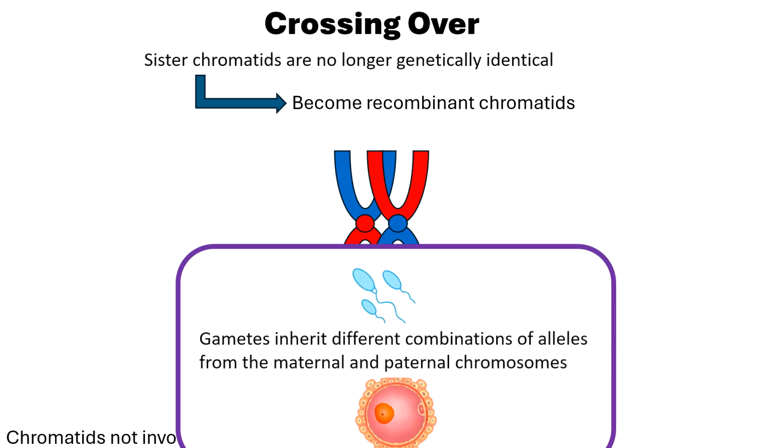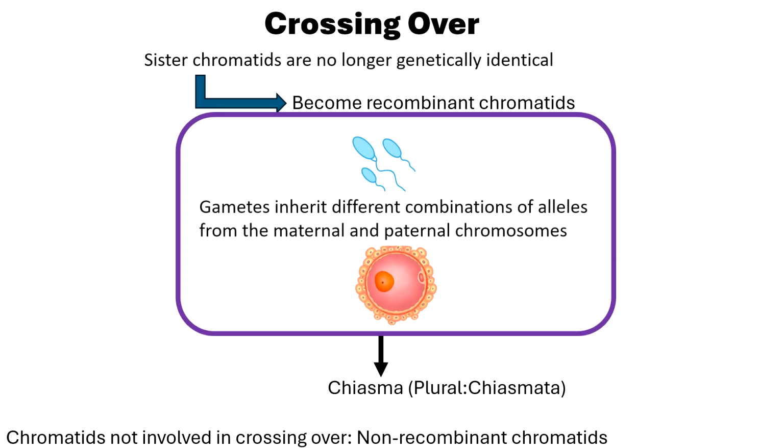And finally, we can see that gametes, the sperm cell and the egg cell, inherit different combinations of alleles from the maternal, from the mother, and paternal chromosomes, and this process is thanks to crossing over during prophase 1 of meiosis.